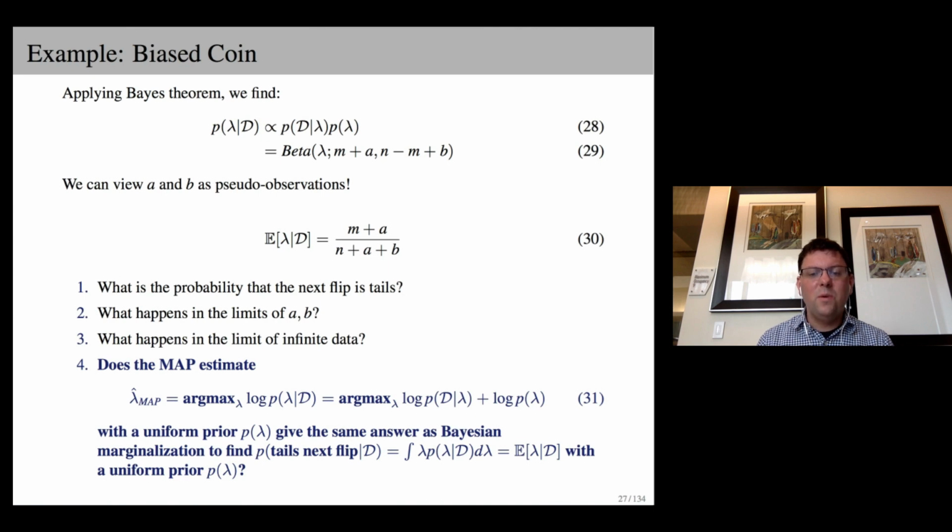So if we have a uniform prior over lambda, then log p of lambda won't affect our optimization in equation 31, and we'll just get the maximum likelihood solution. And we just saw that when we do marginalization, we get a different answer than the maximum likelihood solution, even with a uniform prior. So I can't emphasize enough that we should not interpret Bayesian methods as regularizers in optimization.